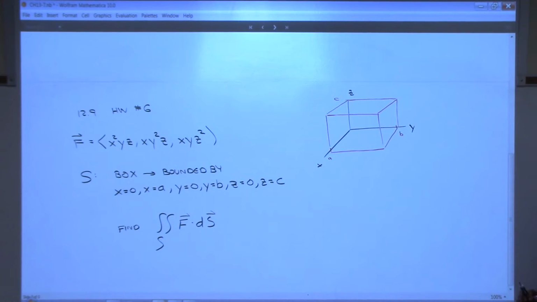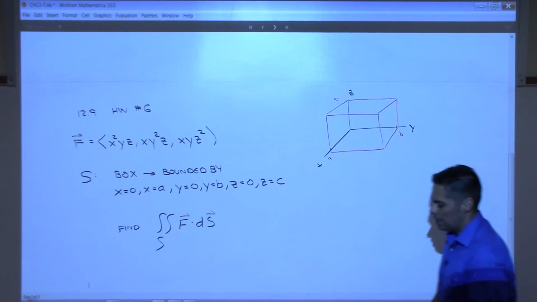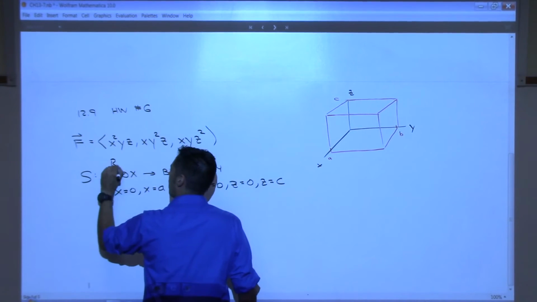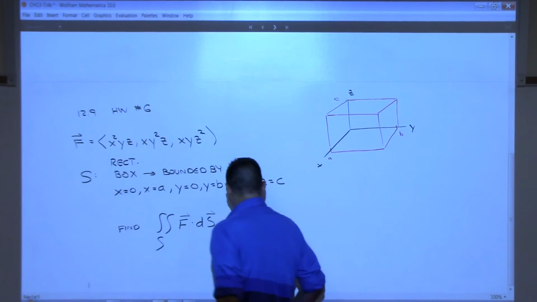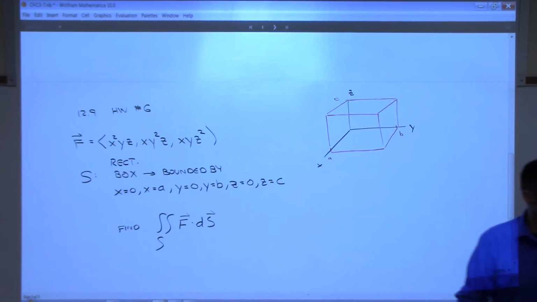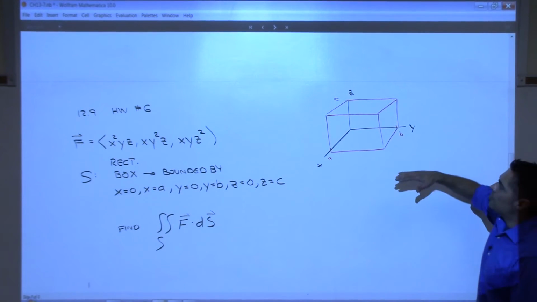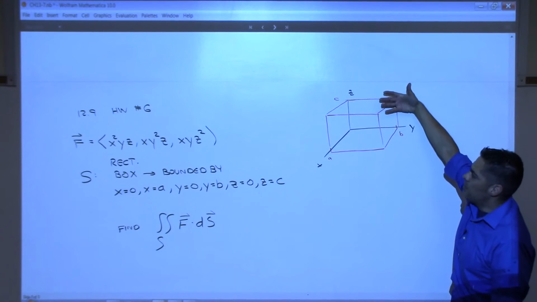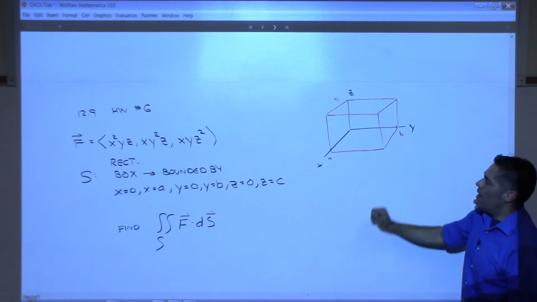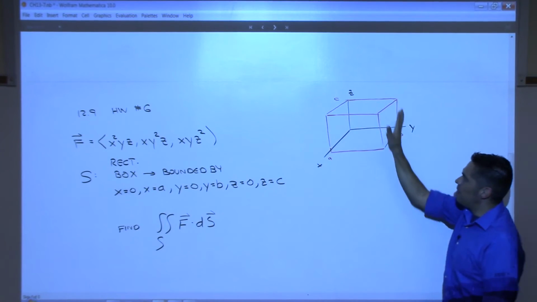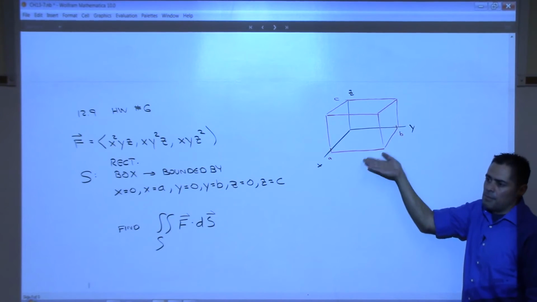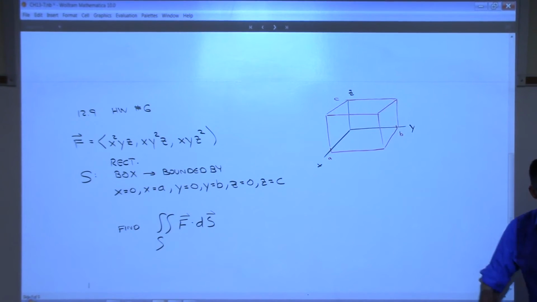Do y'all agree with that? Sorry, I should say rectangular box, right? Rectangular box. It's not a cube. Does that make sense to you? X equals 0 is the back side of this. X equals A is the front side. Y equals 0 is the left side. Y equals B is the right side. Z equals 0 is the bottom. Z equals C is the top. All right, that's our surface, and we want to find the flux.